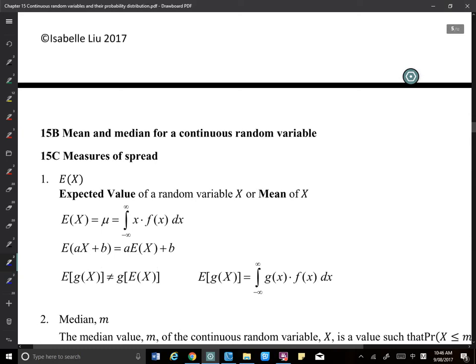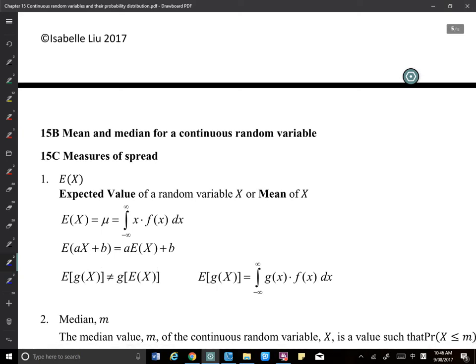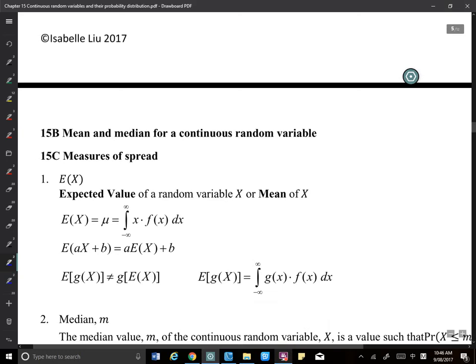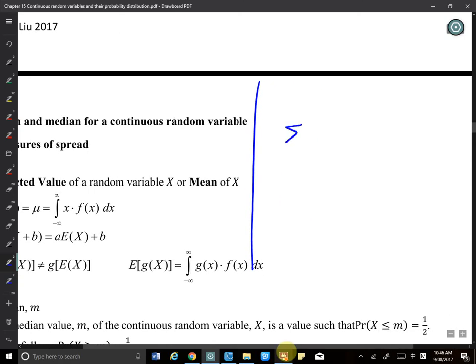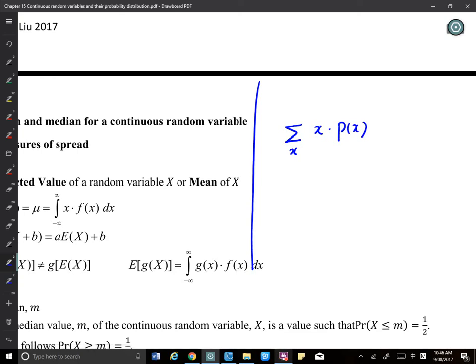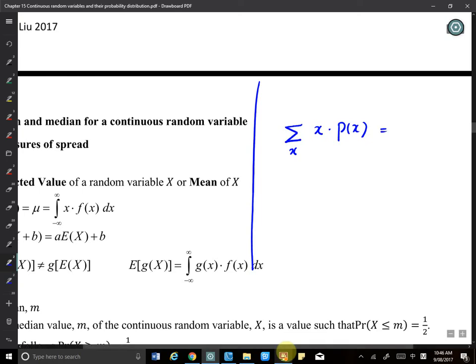Okay, let's think about expected value. That's always the first thing we're interested in. So expected value before, in a discrete random variable, I just write a column here for discrete random variable. If you can remember, that's the sum of x times p(x). So for the values you can take, you times the probability that that value can occur, and you sum all of that. That is expected X, capital X.